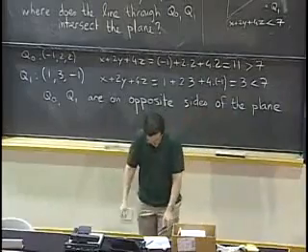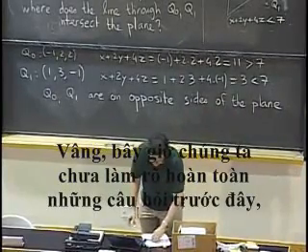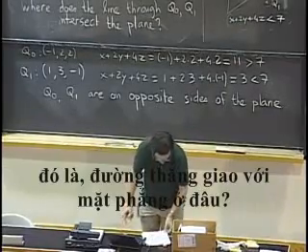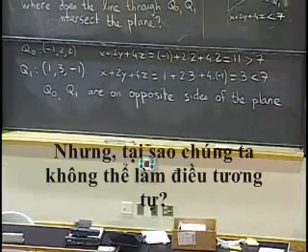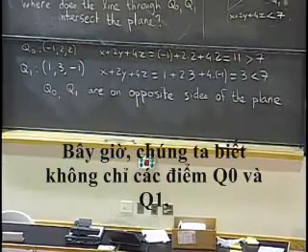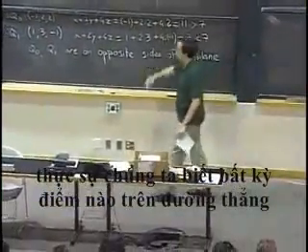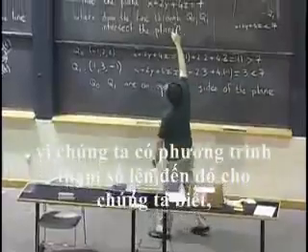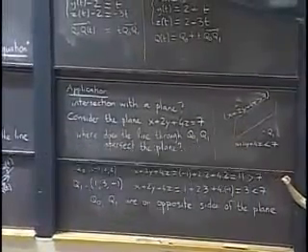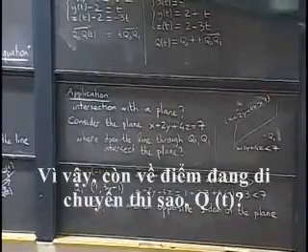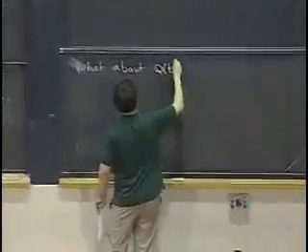Okay. Now, that doesn't quite finish answering the question that we had, which was, where does the line intersect the plane? But, well, we can do the same thing. Now we know not only the points q0 and q1, we know actually any point on the line, because we have that parametric equation up there telling us where is the point that's moving on the line at time t. So what about the moving point q of t?